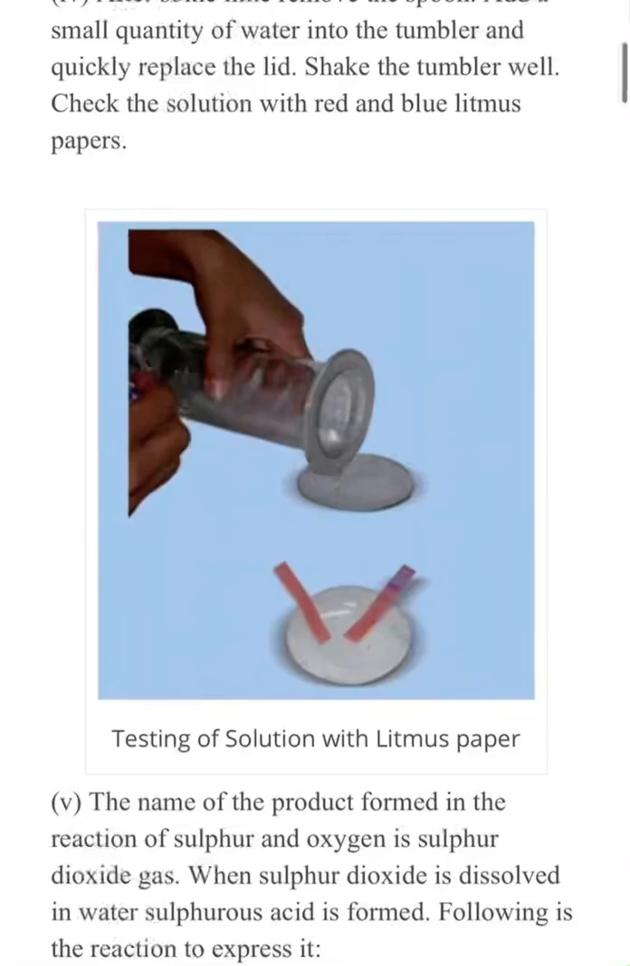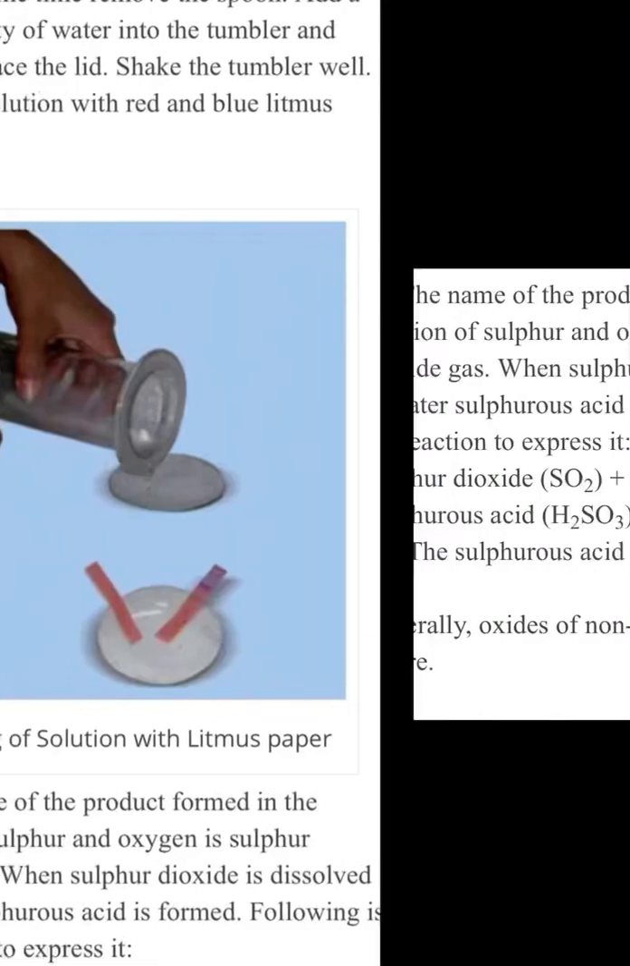Which gas is released by the reaction of sulfur and oxygen? This question is very important. This is SO2, sulfur dioxide. And when sulfur dioxide is dissolved in water, which acid does it form? Sulfurous acid, because non-metals produce acidic oxides. The non-metal oxides turn blue litmus red. If you use blue litmus paper for checking here, the sulfurous acid turns blue litmus paper red. That's why the oxides of non-metals are acidic in nature. The acid produced here is sulfurous acid, H2SO3.